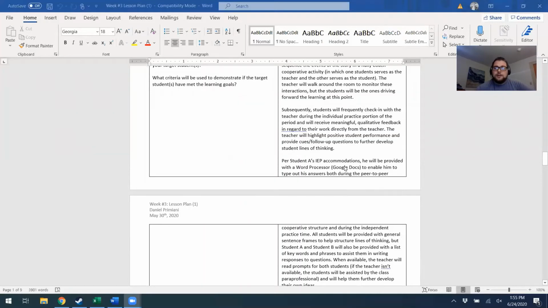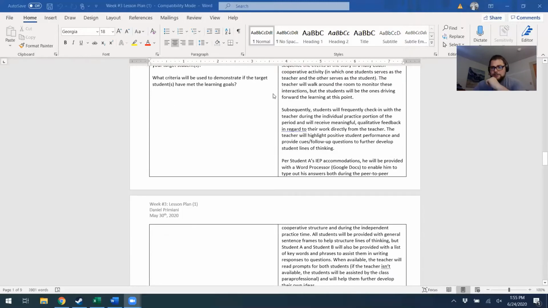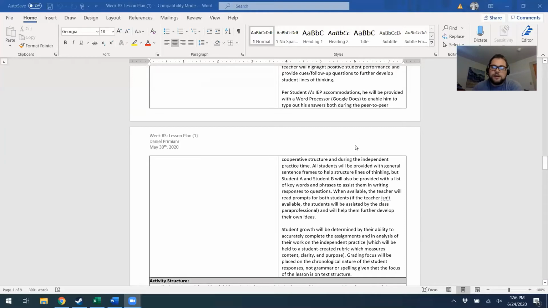Per student A's IEP accommodations, this would be the assessment accommodations and how my assignments align. How am I making this lesson accessible to my students with IEPs? He'll be provided with a word processor, Google Docs, to enable him to type out his answers, both during the peer-to-peer cooperative structure and during the independent practice time.